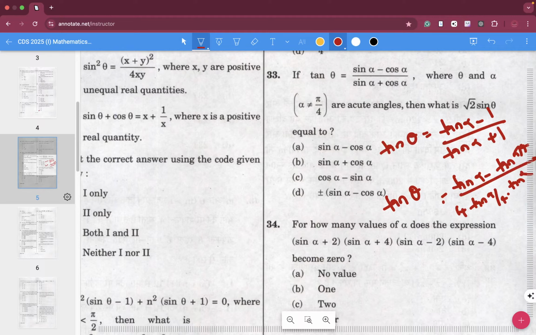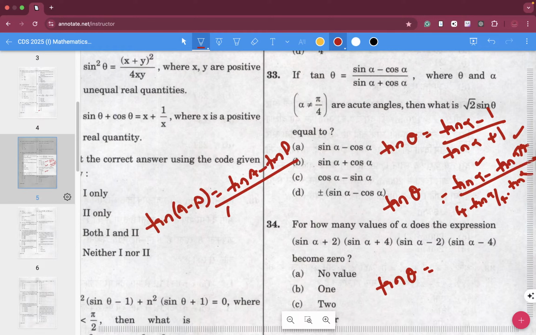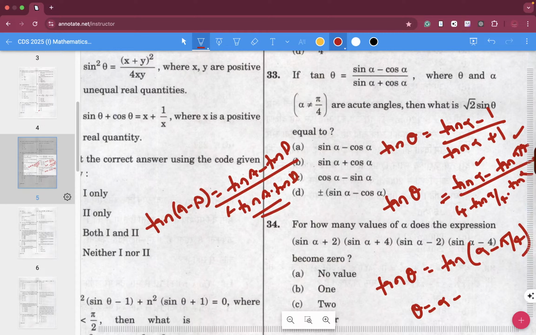Now is this in the formula? Is it in the form of tan A minus B is equal to tan A minus tan B divided by 1 plus tan A tan B? Is that what we know? Right? So this value over here is tan of alpha minus pi by 4. Is that what we have? Which means theta is equal to alpha minus pi by 4.